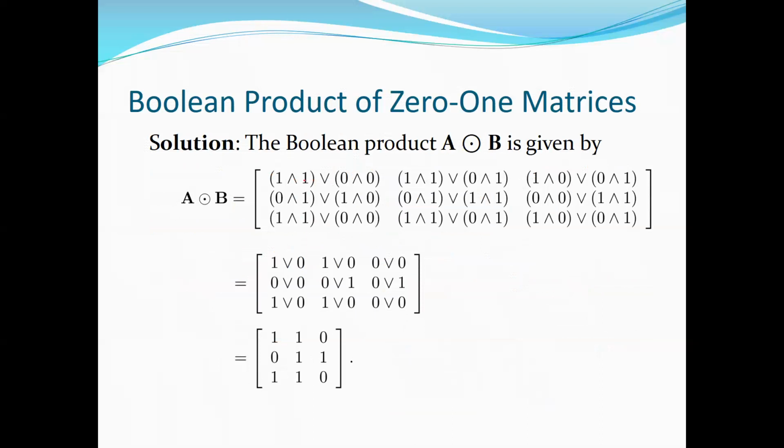You can pause the video and see how it is solved. So at the end you will see 1 and 1 or 0 and 0, then the next element, then the next element. We have obtained these elements by following the same rules, and this would be the resultant matrix, the product of the two 0-1 matrices, right?